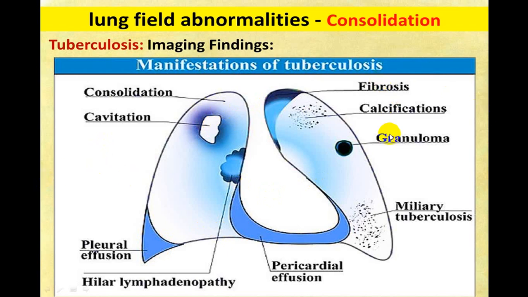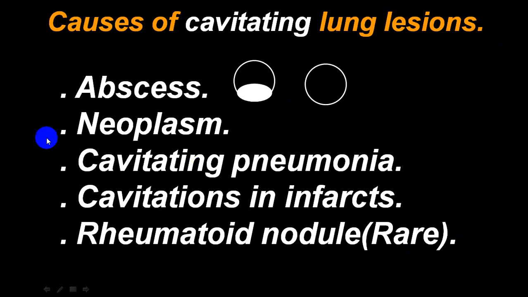Fibrosis, calcification and granulomas are usually in chronic conditions, or usually in a healed variety. This is commonly in a healed variety. So try to look at that.